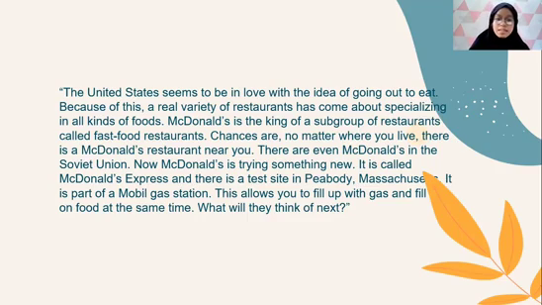Now, McDonald's is trying something new. It is called McDonald's Express, and there is a test site in Peabody, Massachusetts. It is part of a mobile gas station. This allows you to fill up with gas and fuel up on food at the same time. What will they think of next?